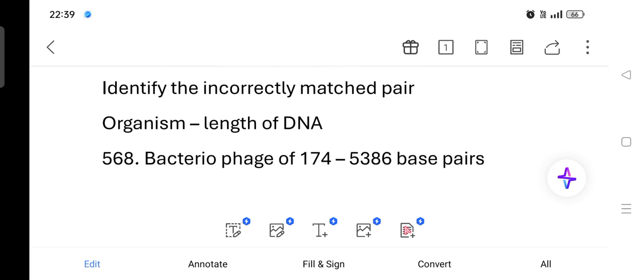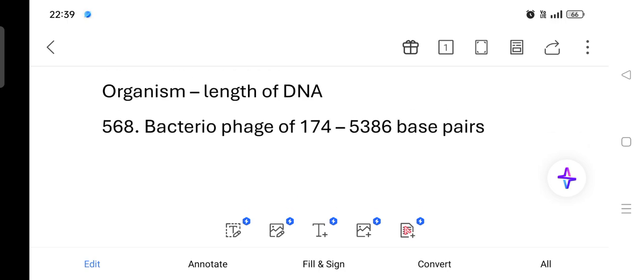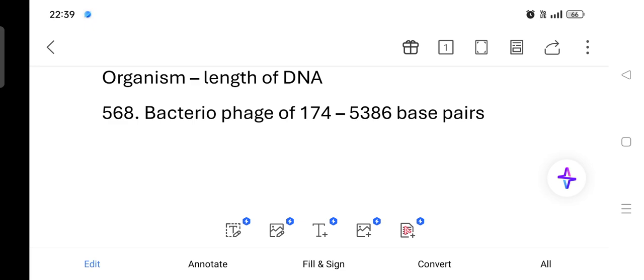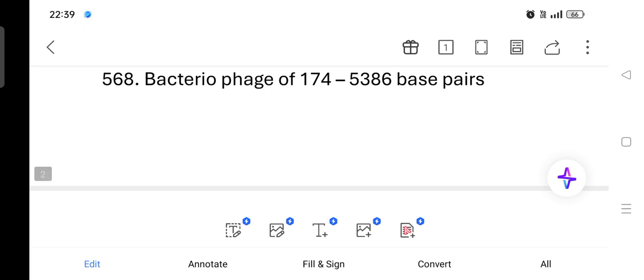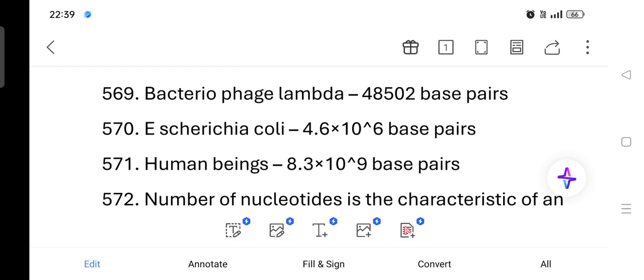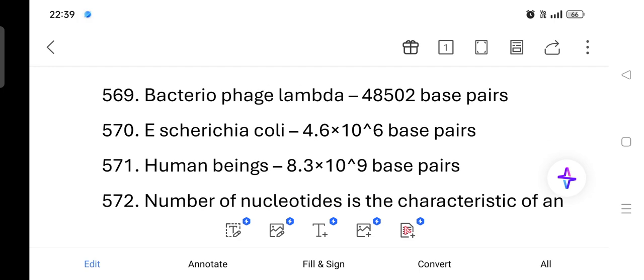Identify the incorrectly matched pair of organisms and length of DNA. Bacteriophage phi X174, 5386 base pairs. Bacteriophage lambda, 48502 base pairs. E. coli, 4.6 into 10 power 6 base pairs. Human beings, 3.3 into 10 power 9 base pairs.